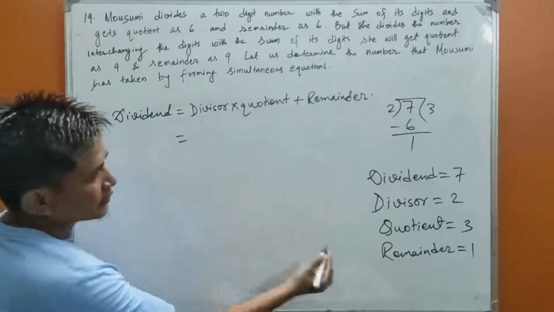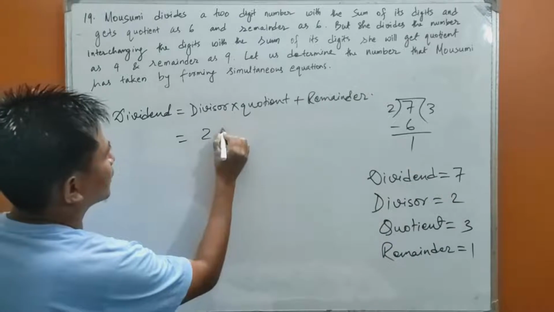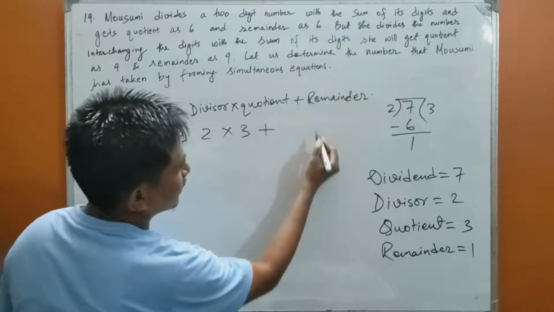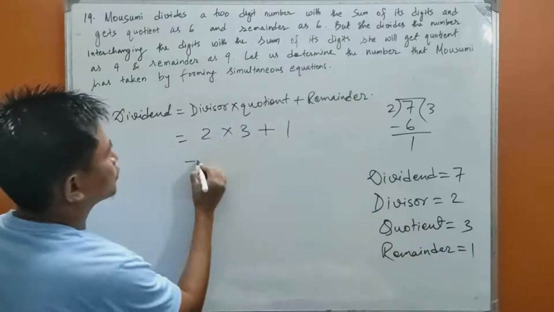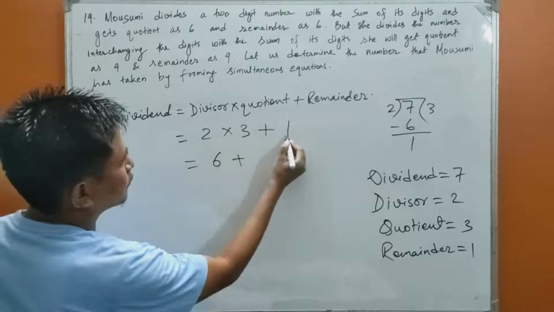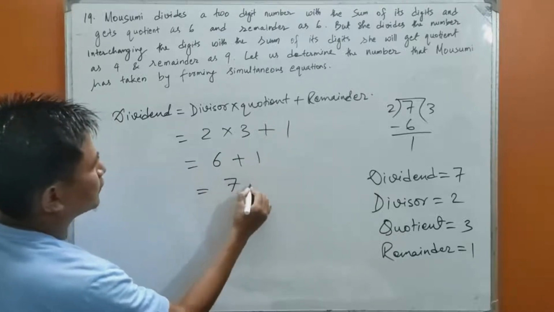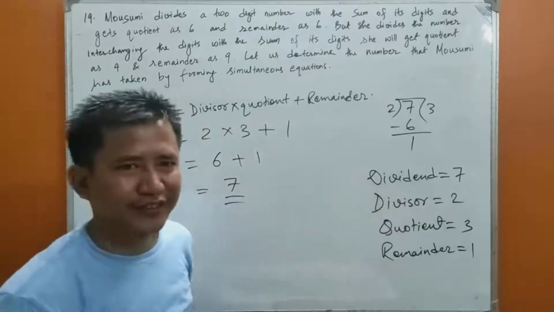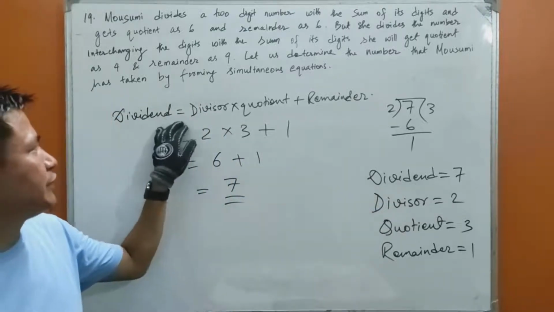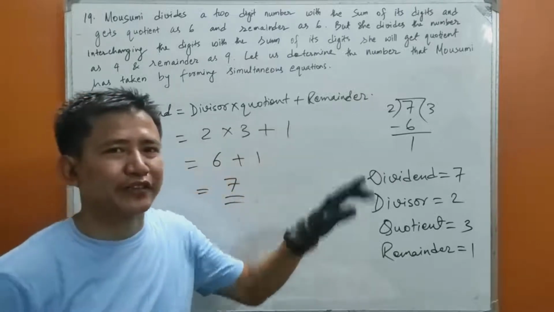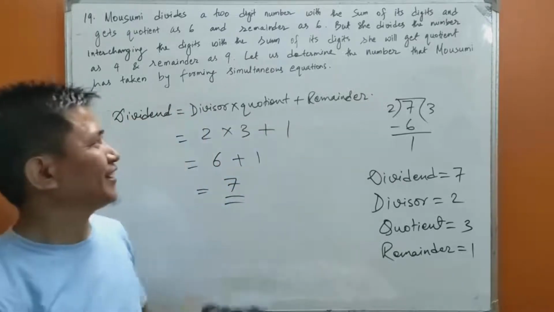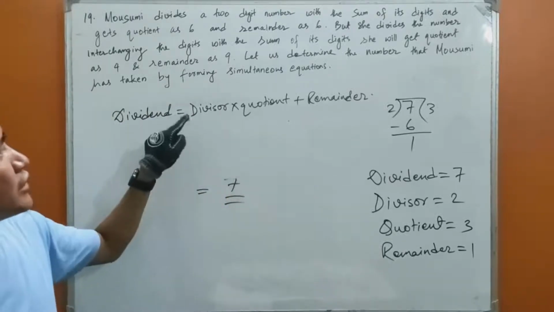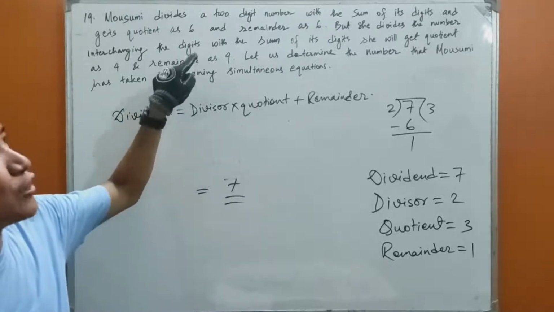Now we have divisor equals to 2 into quotient, we have quotient equals to 3 plus remainder, and the remainder is 1, isn't it? So 2 3s are 6 plus 1. 6 plus 1 is 7, isn't it? So we have dividend equals to 7, and in this case also dividend equals to 7, isn't it? So this relation, dividend equals to divisor into quotient plus remainder, holds true for every division. Okay, this relation holds true for every division we do, and we are going to use this relation in this question also, while solving this question also.